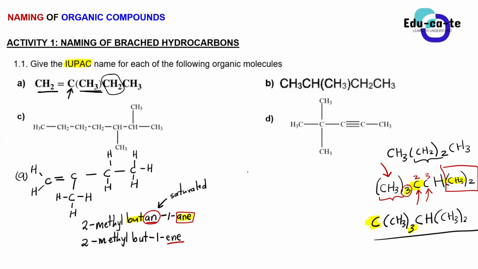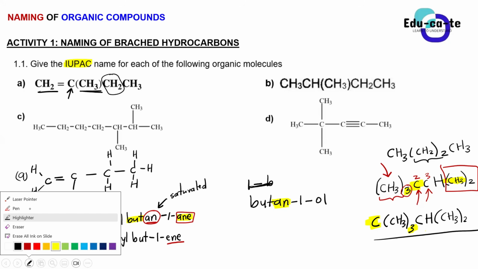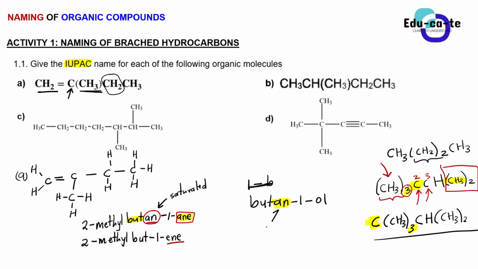Let's say the name of an alcohol is butan-1-ol. This is the name of an alcohol. I'm not yet teaching the names of alcohols, but do you see that in the name of an alcohol there's an "an"? Do you see the "an" in butan-1-ol? This "an" means that it is a saturated compound. Alcohols, you guys know that they are saturated, right?